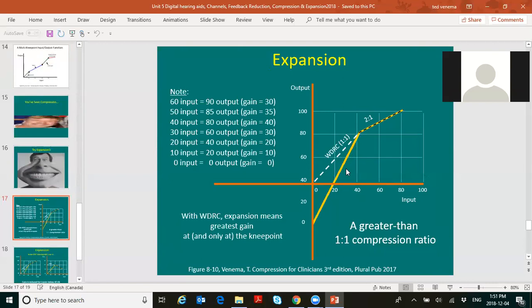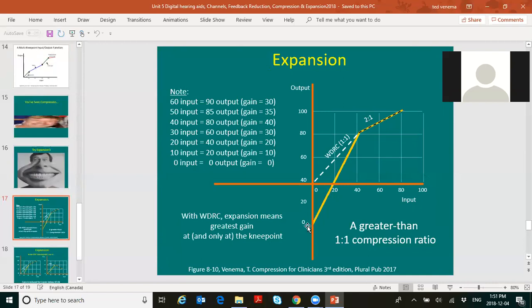Look at expansion, the steep yellow line. The ratio here isn't 2 to 1 or 1 to 1. It's 1 to 2, meaning for every dB of input, you're getting a corresponding 2 dB output increase. And you think, what does that mean? Well, I try not to figure it out. I just let the graph tell the story. So let's follow the yellow line.